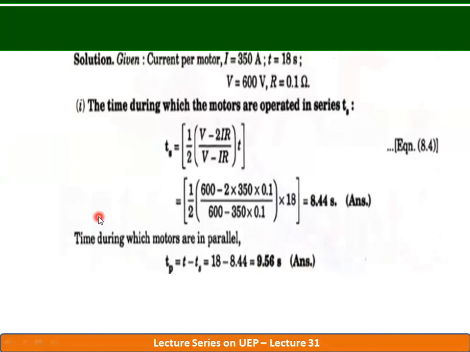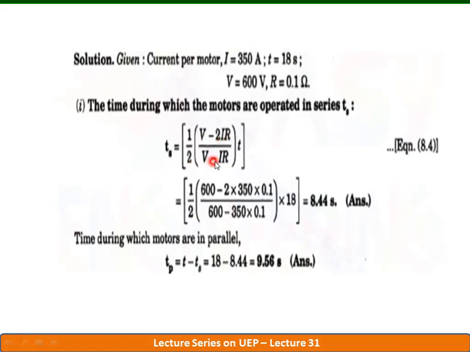As per the problem definition, current per motor is 350 ampere, that is I, and total time is 18 seconds. Supplied voltage is 600 volts and resistance is 0.1. The time during which the motors operate in series, that is Ts, is equal to (V minus 2IR) divided by (V minus IR) into T. Now we are going to substitute the values in the Ts formula. In place of V, 600, I, 350 and R is 0.1. So Ts we got 8.44 seconds.